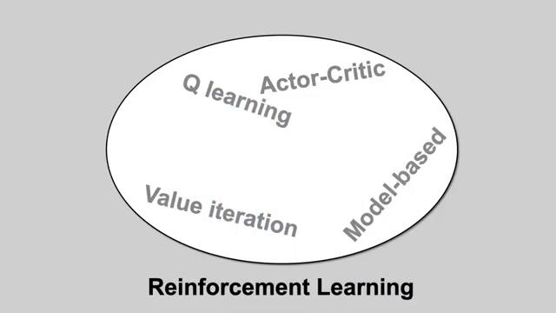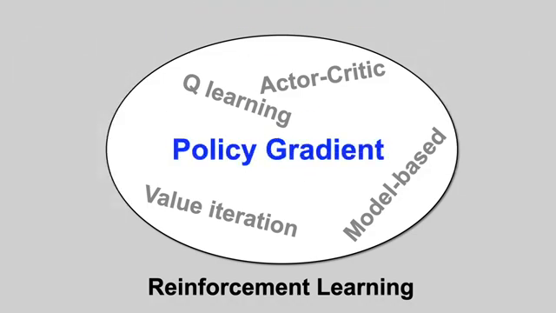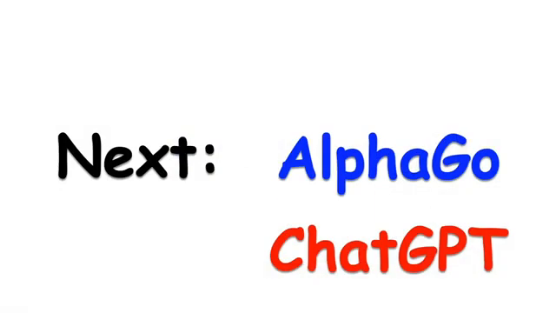This approach to reinforcement learning is called policy gradient, and you can make it even better by limiting the size of each update in a variant known as PPO. Together they power many exciting applications. We'll talk about two of them, AlphaGo and ChatGPT, in the next two videos.